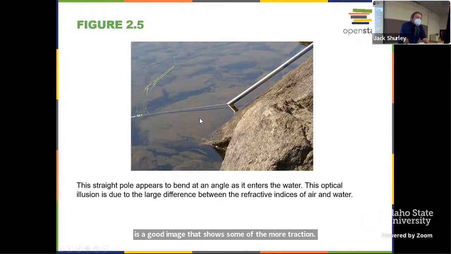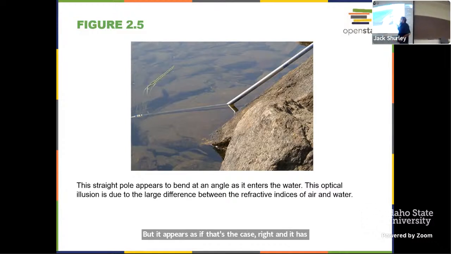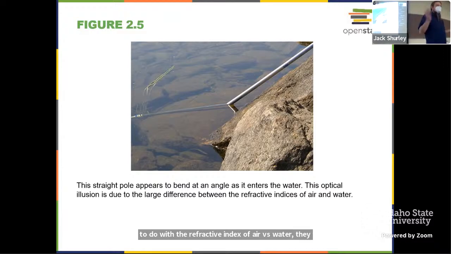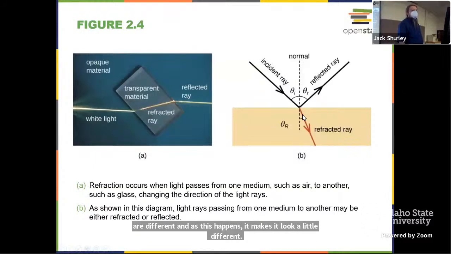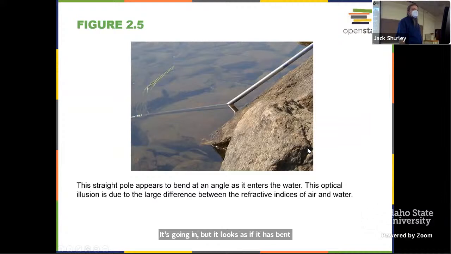So we've got a metal rod going down into this water, and it looks as if, as it hits the water, that this pole is bent. But it is not, right? We should have a side by side so you could see it's really not, right? But it appears as if that's the case, all right? And it has to do with the refractive index of air versus water. They are different, and as this happens, it makes it look a little different. It's the same as this, right? It's going in, but it looks as if it has bent, all right?